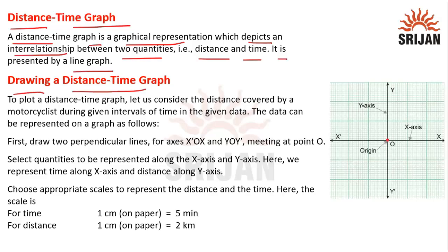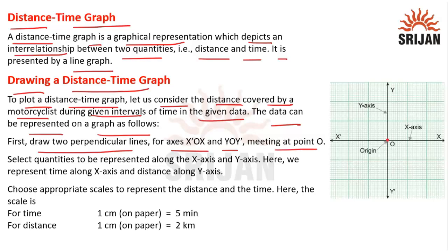Now drawing a distance time graph. To plot a distance time graph, let us consider the distance covered by a motorcyclist during given intervals of time in the given data. The data can be represented on a graph as follows. First, draw two perpendicular lines, the axis x-OX and y-OY, meeting at point O. So this is the point O, and this is the origin, and these are the axis y, O, y dash. This is the y-axis, and this is x, O, x dash, and this is the x-axis.